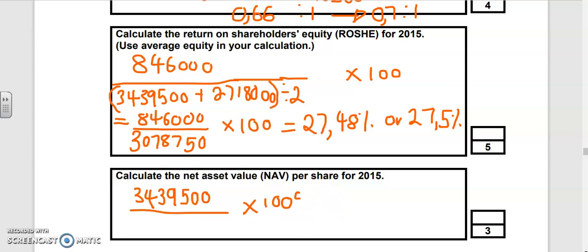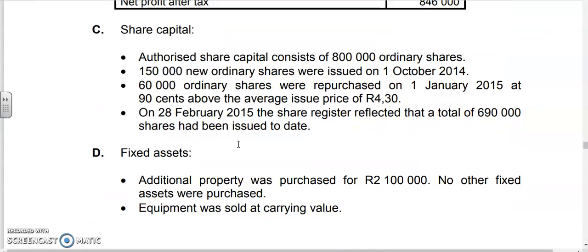So let's go and have a look at the number of shares in issue at the end of the year. Very important. I see they gave it to us here. They said on 28th Feb, because this is our year end, 28th Feb 2015, the share register reflected a total of 690,000 shares issued to date. If you were not sure, this is what you'll do. This is the ordinary shares at the beginning of the year, plus any issued shares, minus the repurchase. It will tell you how many shares are in issue at the end of the year. And most of the time we do get that value. So we just need to be careful.